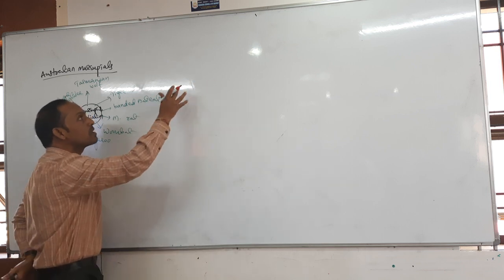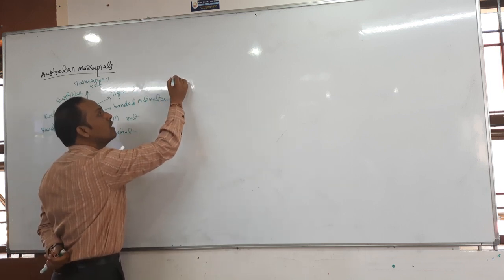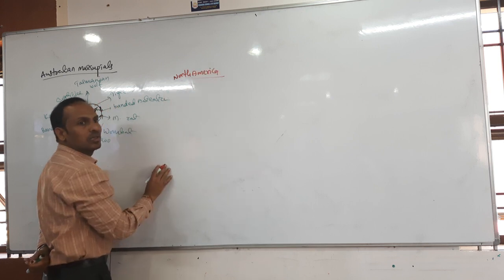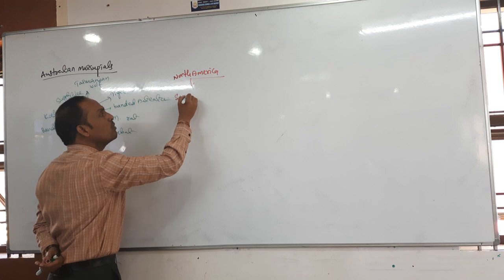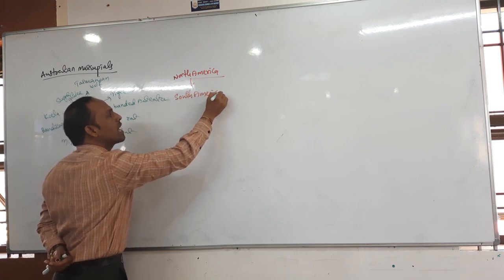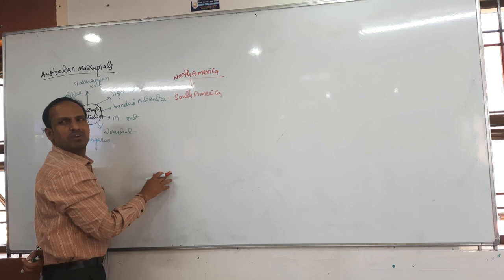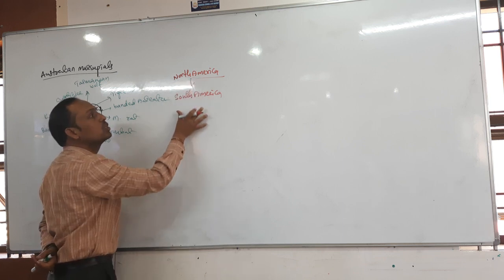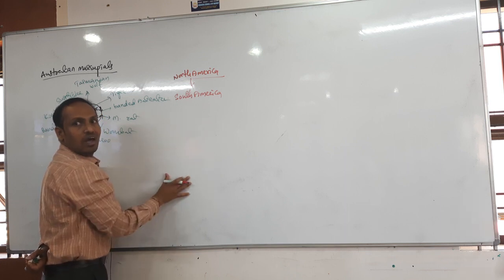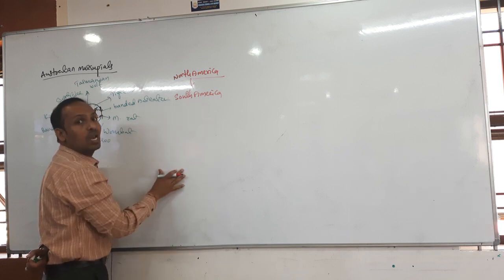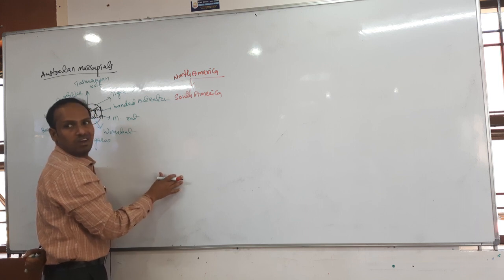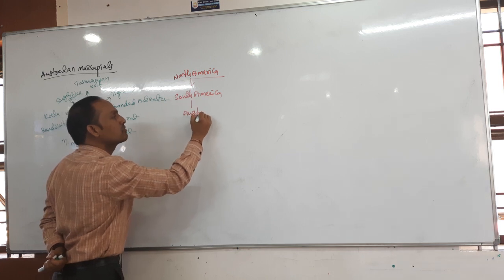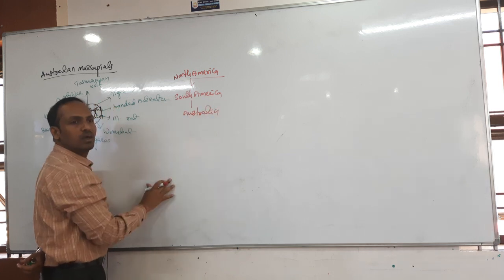Long back, Australian marsupials lived in North America. But later they migrated to South America. Why? Because of the lack of food and the competition for food, they couldn't survive in North America. That's why they migrated to South America. At that time, one more continent, Australia, was also attached to South America.